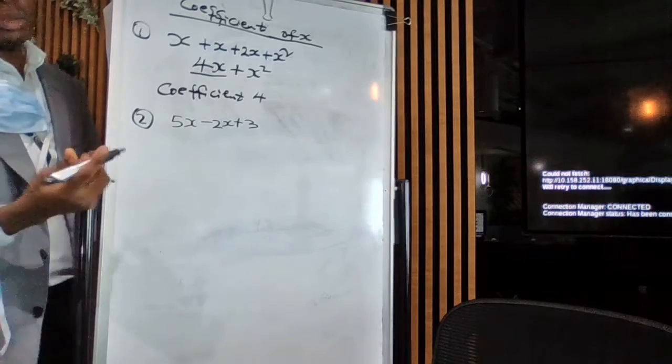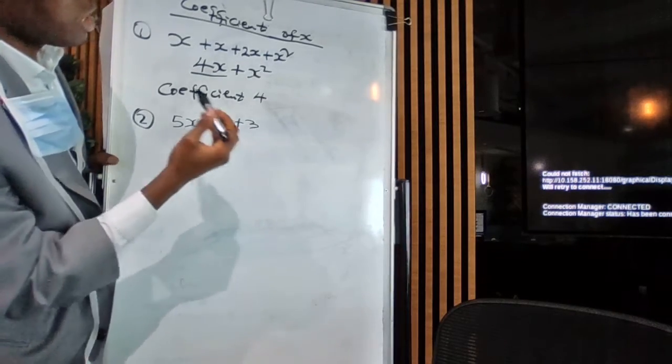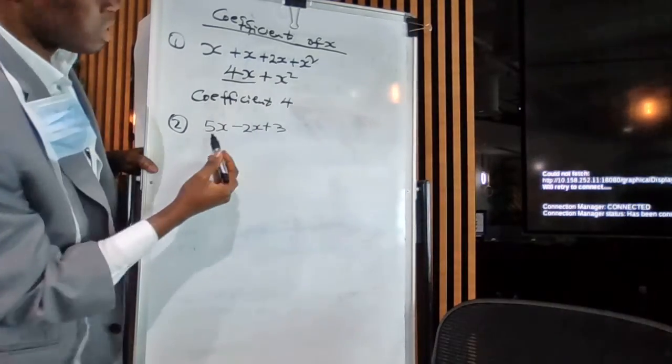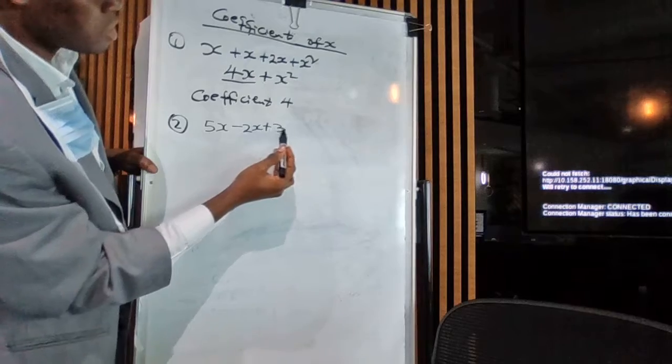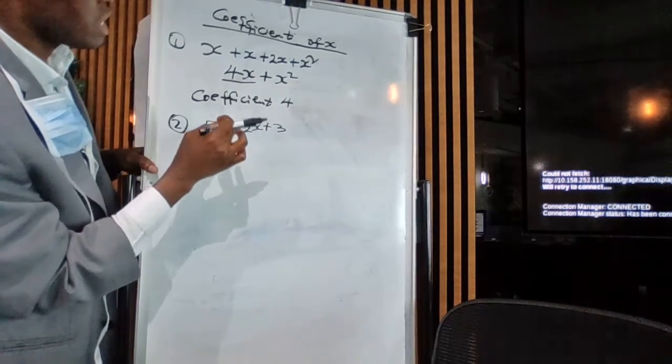Let's look at this question. This is 5s minus 2s plus 3. We are asked to look for the coefficient of s. Don't forget, 5s minus 2s plus 3. This is an ordinary number. This is alphabet. This is s.